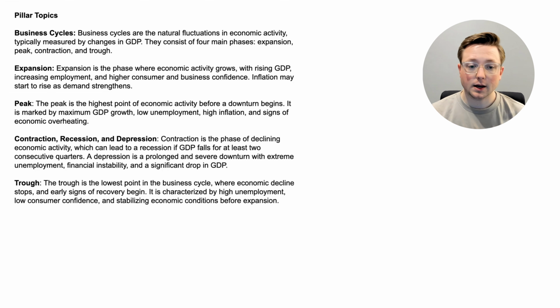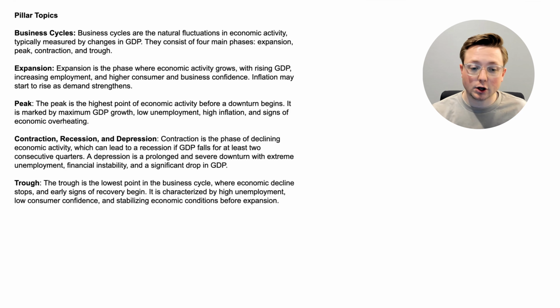Now let's talk about the peak. The peak is the highest point of economic activity before a downturn begins. It is marked by maximum GDP growth, low unemployment, high inflation, and signs of economic overheating. Basically, it's starting to get to the point where things can't really keep improving, and the interest rates start to get too high, or again, things start to get too high, and so they have to break eventually and turn into a contraction.